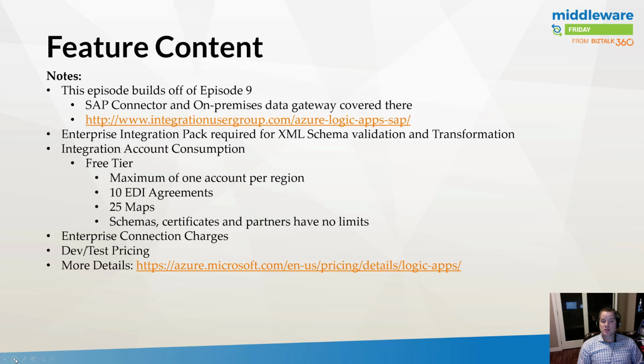As part of the free tier, you also have 10 EDI agreements, which we won't use today. We have entitlement for 25 maps, and there's an unlimited amount of schemas, certificates and partners that I can include within the free tier. Do note, and I didn't discuss this last time, that when you use the SAP or other enterprise connectors, there are some charges that may apply. So you want to be aware of that before you start and light up an on-premise data gateway and SAP. They are in preview right now, so you do have some entitlement at this point in time, but be aware of it as we move forward.